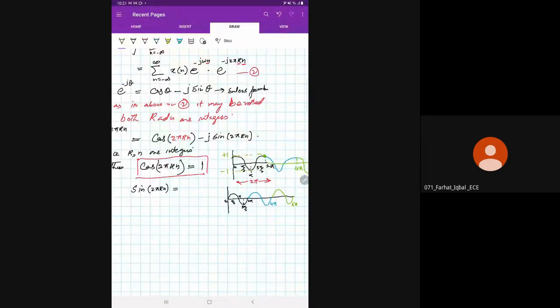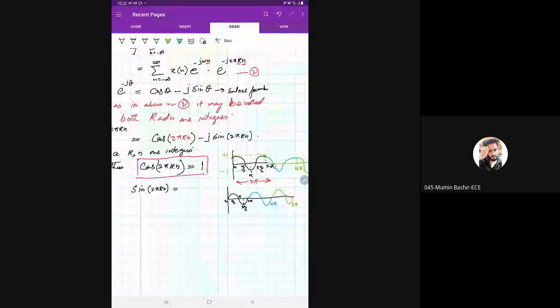I will ask Ubaida. Ubaida, what is sine of 2 pi kn, beta? 69. Ubaida? Ubaida? Mumin Bashir? जी सर. What is sine of 2 pi kn? Sine of 2 pi. Kn.